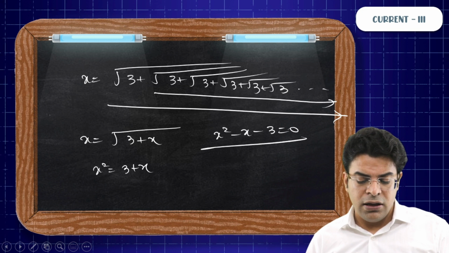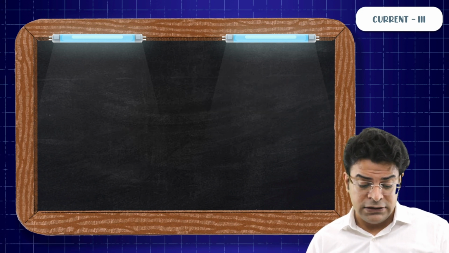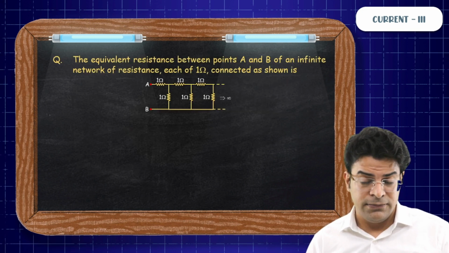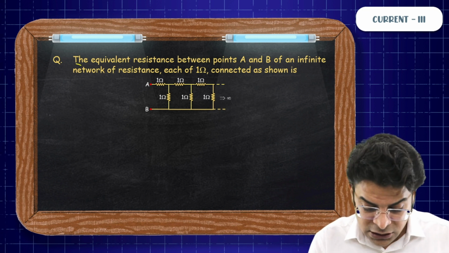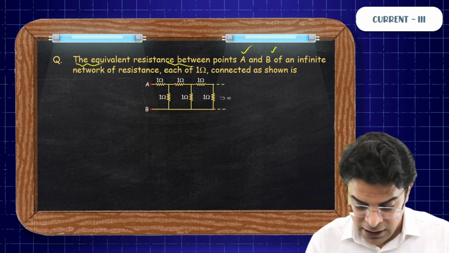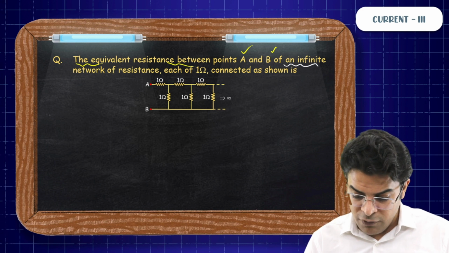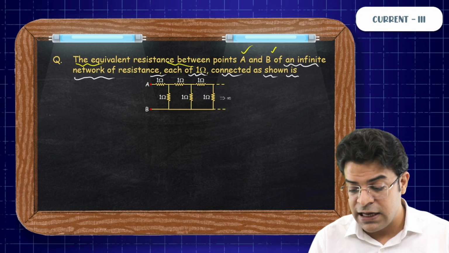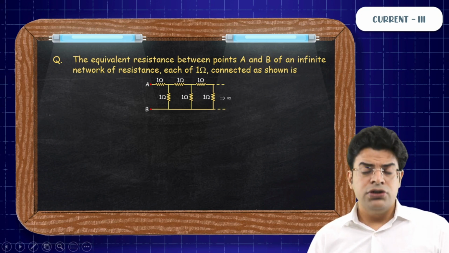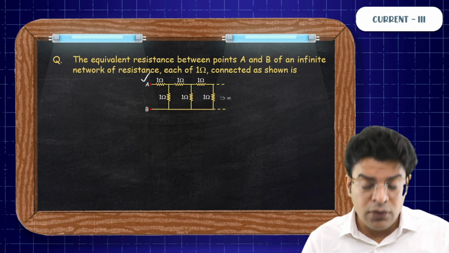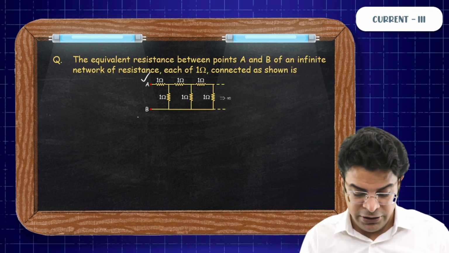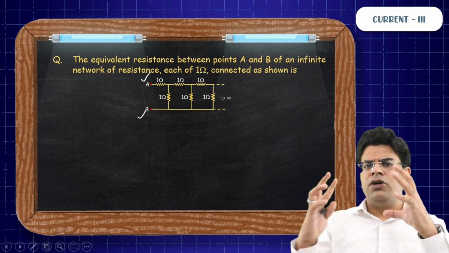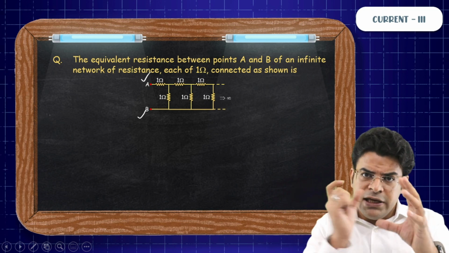So sir, you are saying that infinite ladder series questions are like that only? Yes. The question goes something like this. The equivalent resistance between point A and B of an infinite network of resistances, each of 1 ohm, connected as shown, is. So your mission is to find the equivalent resistance between the points A and B. And here you have got an infinite ladder, each of resistance 1 ohm.